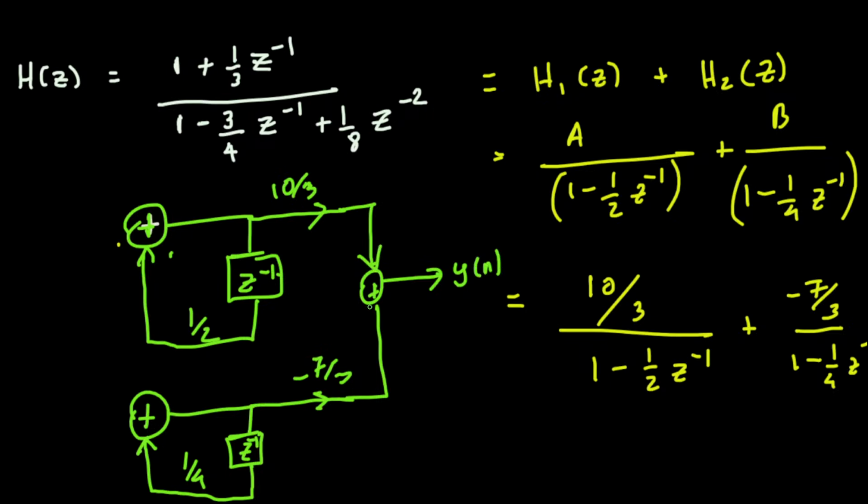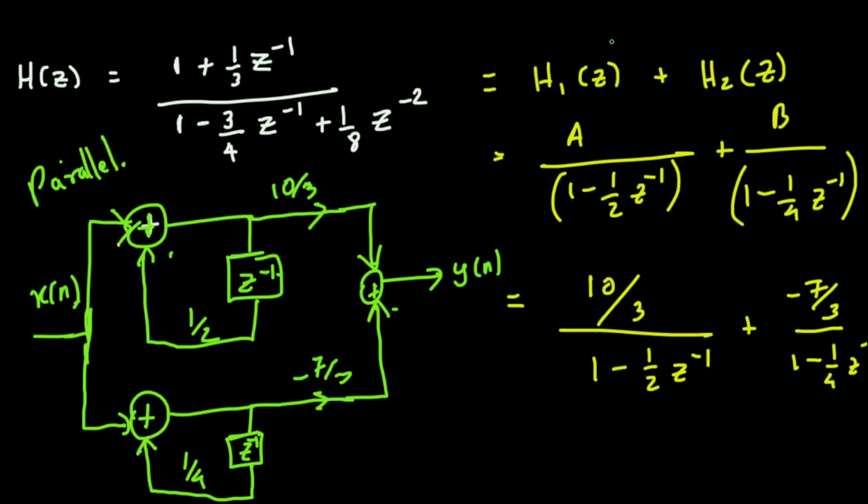You can also show the arrow here as well. And for this one, since we already have a plus, we don't need to put any other plus, but this is our x of n. Okay, that is the parallel. This arrow is not even necessary. This is parallel. So you see the difference between parallel and cascade.